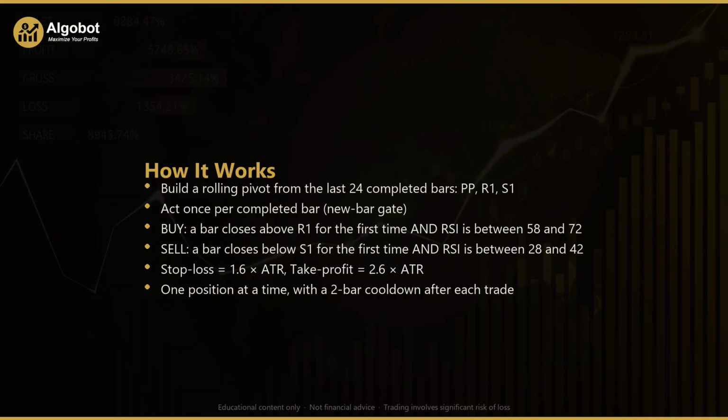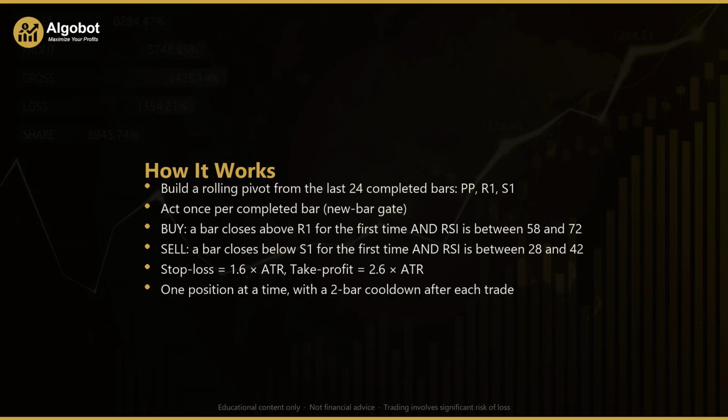On each new bar it first builds the rolling pivot. It scans the look-back window of completed bars behind the most recent one and records the highest high and the lowest low over that window. The central pivot point is the average of that high, that low, and the last close. From there, the resistance level R1 is calculated as 2 times the pivot minus the low, and the support level S1 is 2 times the pivot minus the high. These are standard pivot formulas, just computed on a rolling basis.